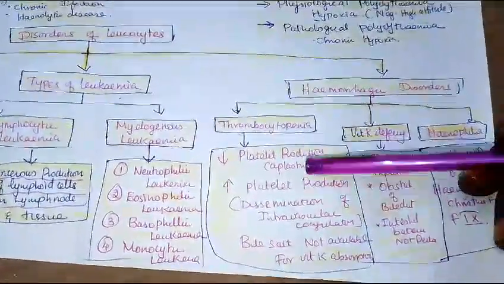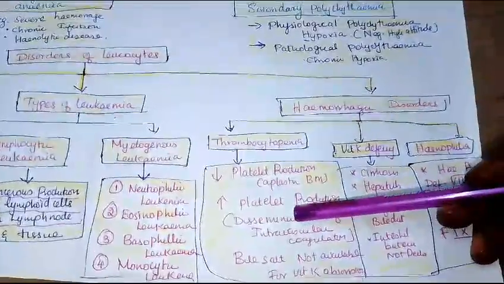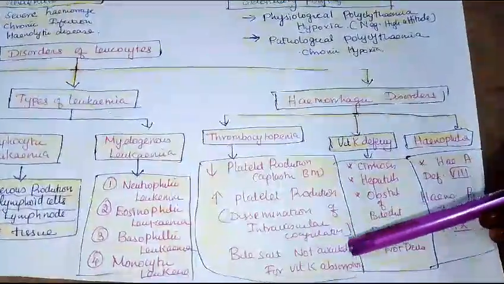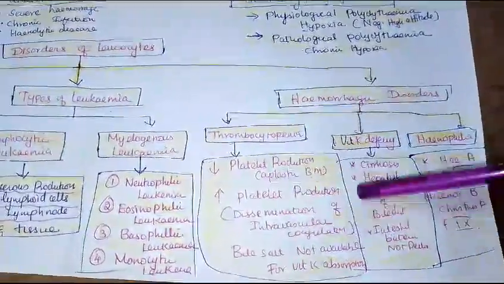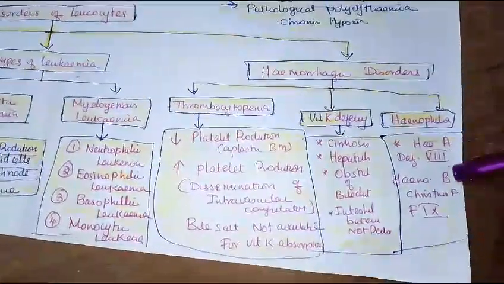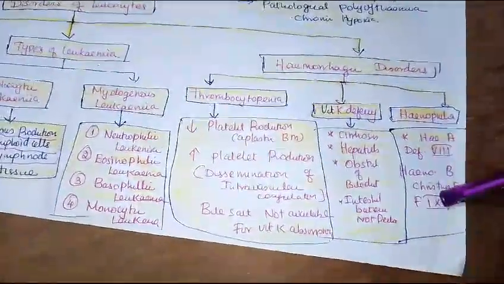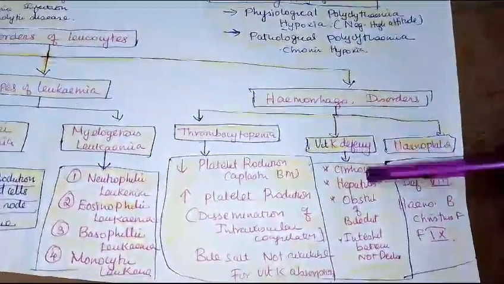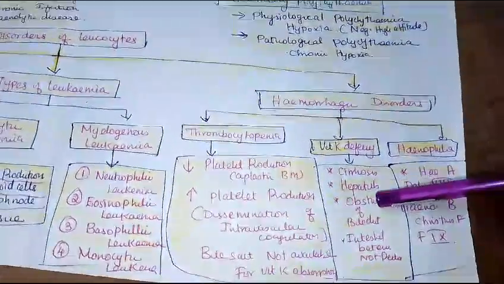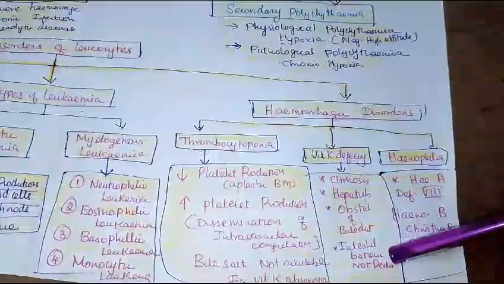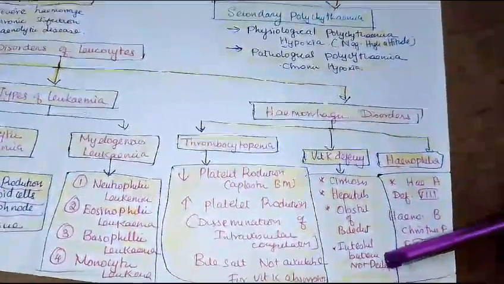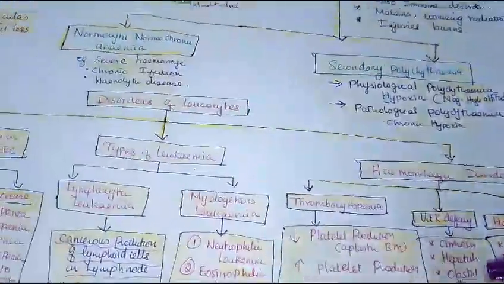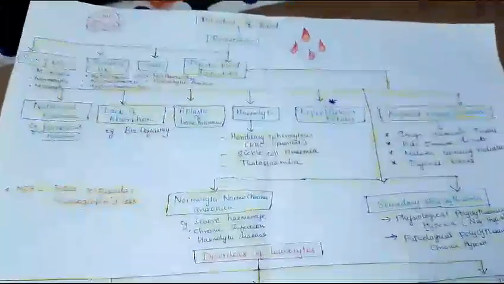So it should not be an increase or decrease. It will end up in coagulation problems. We have seen how the platelets play an important role in coagulation. Also, bile salts are not available for the vitamin K to be absorbed. So this is the main problem. Then there is hemophilia. As I told you, when these two factors are affected, the disorder is called hemophilia. Then vitamin K deficiency is mainly due to cirrhosis, hepatitis, obstruction of the bile duct, and intestinal bacteria not being found. In newborn children, the intestinal bacteria are absent, so vitamin K cannot be synthesized in the large intestine. So this is about the blood disorders.